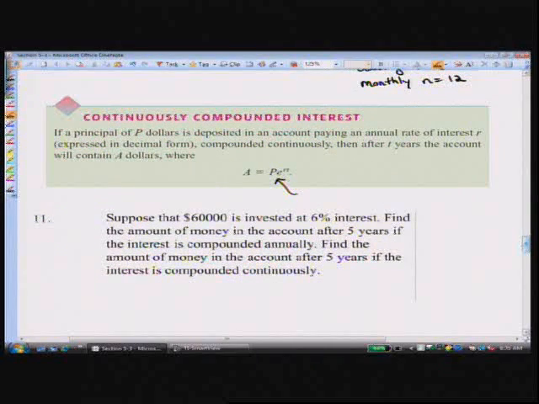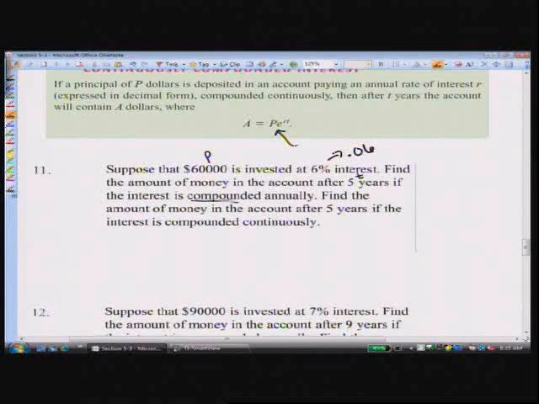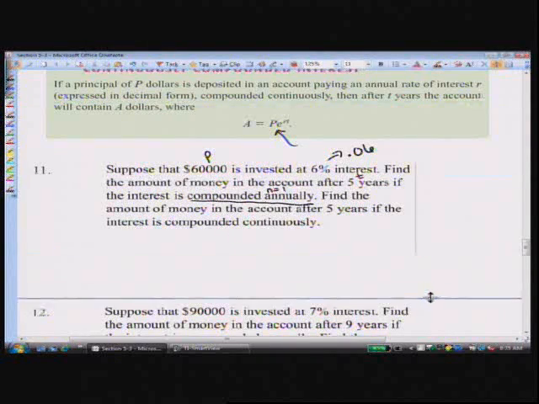So suppose that $6,000 is invested at 6% interest. So immediately in your brain, instead of 6%, you are thinking what? Good, 0.06. And you find the amount of the money in the account after 5 years. So this is your time. This is your initial amount. So this is your P. If the interest is compounded annually, that means that n equals 1. It's just once a year. And then we have two questions, because then in a minute they want us to do it continuously. So let's do the first part and then the second part.